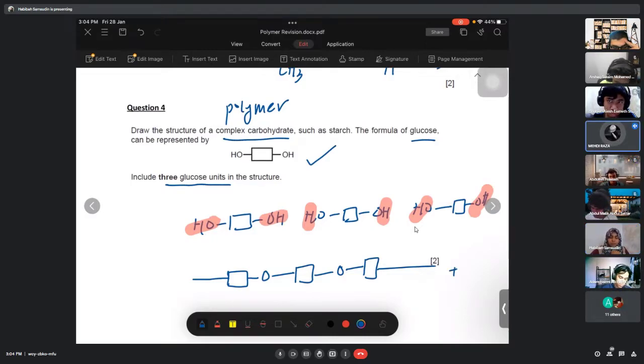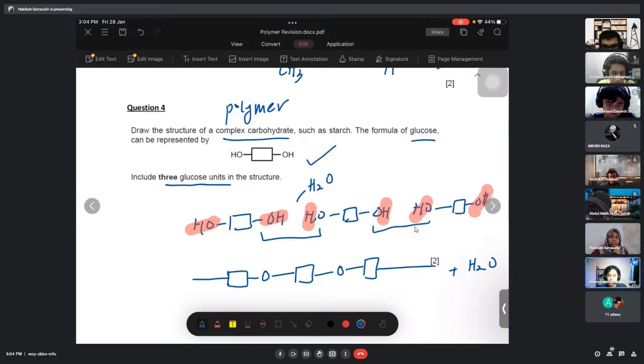Teacher, why on the center one you don't remove the H? Because I'm removing H2O from each one. I remove OH and H. Okay, understand. Teacher, isn't it 2 H2O? Yes, 2 H2O, because there are two links.